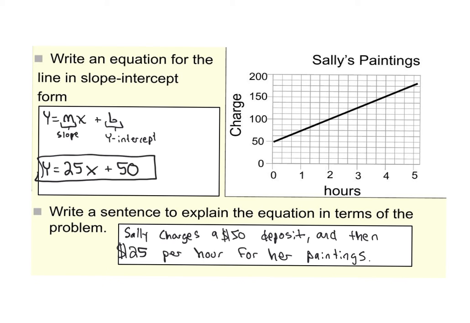And we can see that all of the elements of our equation are represented there. We have our slope represented. There's that 25 per hour. We have our y-intercept represented. There's that initial $50 deposit. We have our x, or number of hours, represented. There it is, per hour. And we have our y represented, which is our total charge.